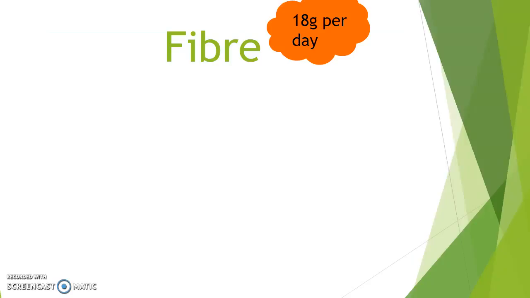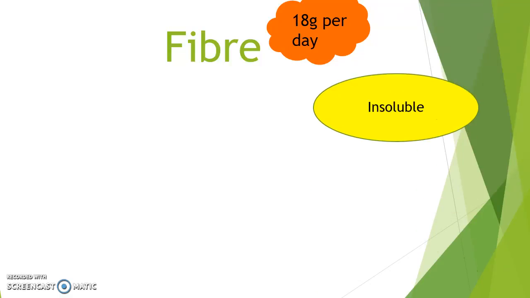Fibre is known as a complex carbohydrate and a non-starch polysaccharide. You need about 18 grams per day. The role of fibre is to provide a bulk in your diet and resist digestion. This helps the body to move through the digestive system, allowing it to break down.